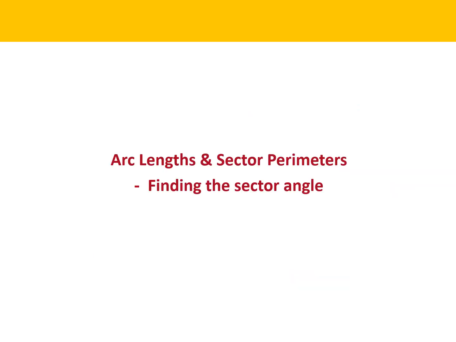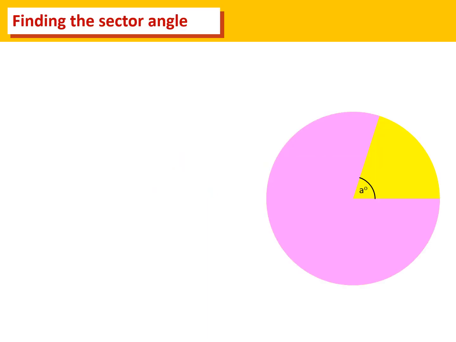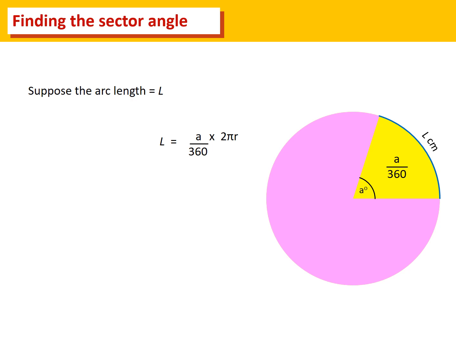In this next set of examples, we're now going to be finding the sector angle when we're given the arc length or perimeter and the radius. So in this example, we're going to be given, say, the arc length. We'll just call it L for now. And because the fraction of the sector is A out of 360, that's the fraction of the circumference that equals the arc length. Now we're trying to find A, so we're going to multiply both sides by 360.